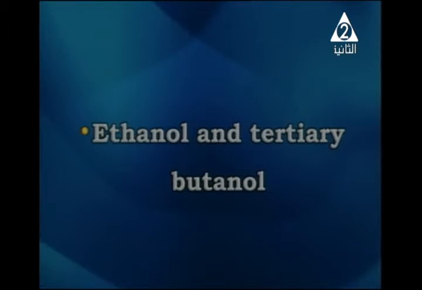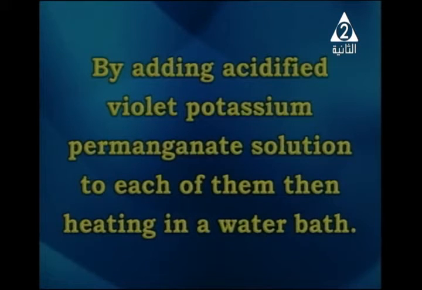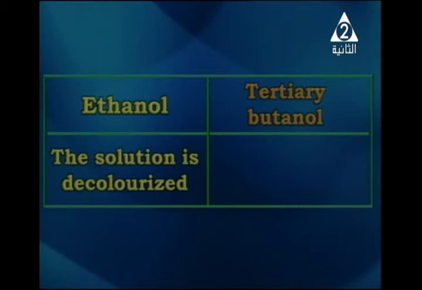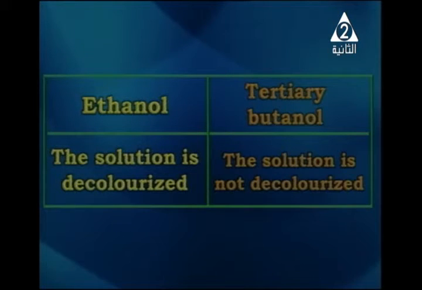Ethanol and tertiary alcohol, which is tertiary butanol. Here, by adding acidified violet potassium permanganate solution to each of them, then heating in water bath. Here, the solution in ethanol is decolorized, while in tertiary butanol, the solution is not decolorized.